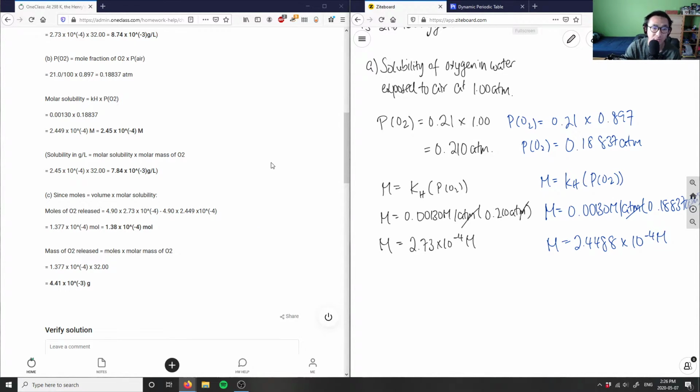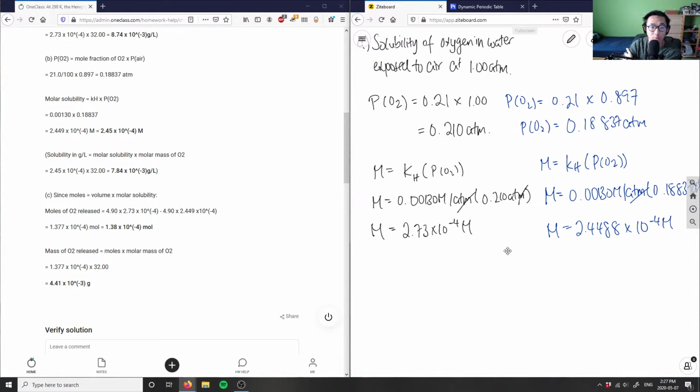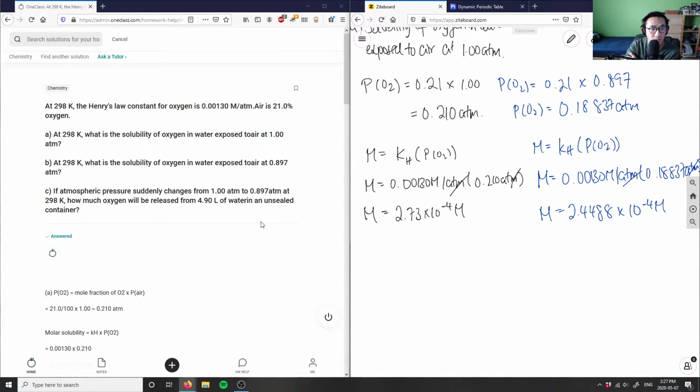This is a molarity, so I'm going to convert this into moles first, right? I want to convert it into moles, and then I can convert it into molar mass, right? So let's see, I have 4.90 times 10 to the negative 4.